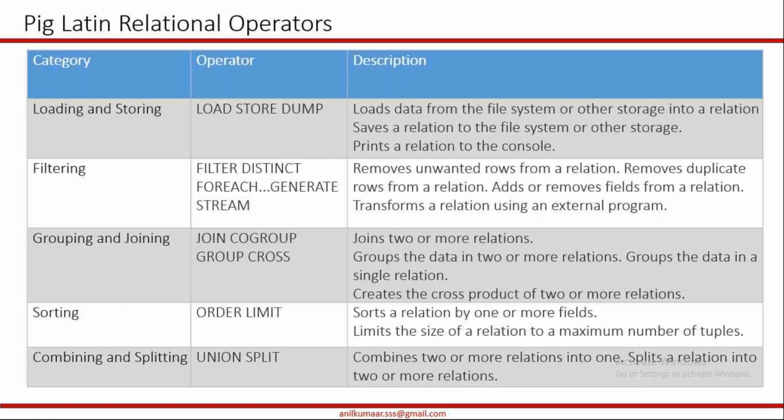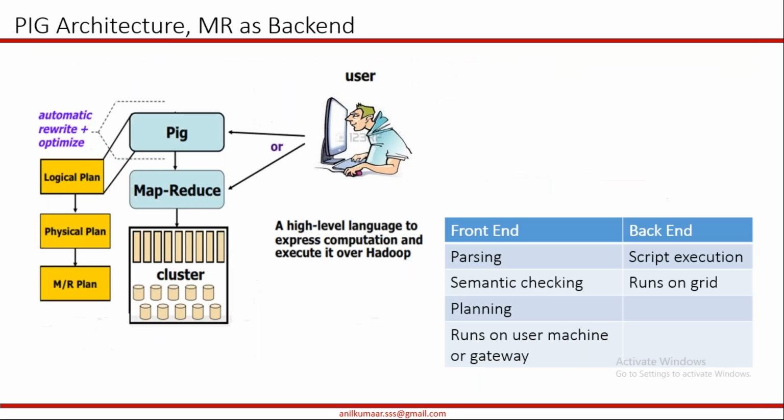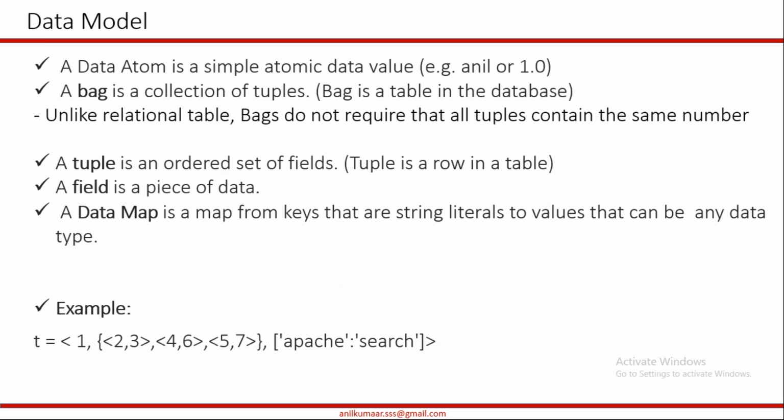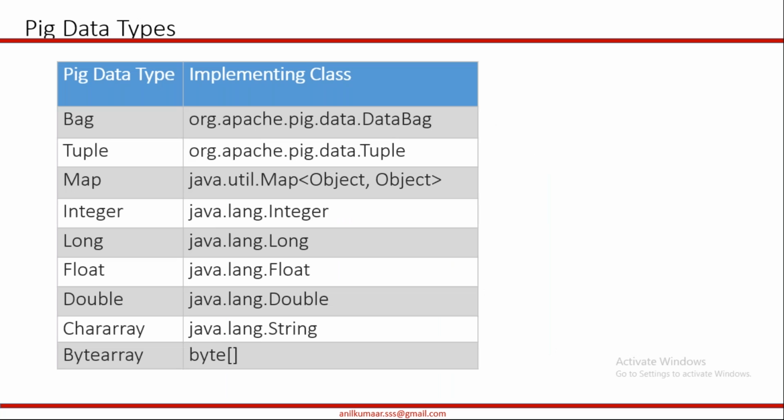Now let me go with this. Coming to the hands-on part, in our next session we'll be covering all these atoms, tuples, bags, and maps. We'll be understanding everything and working on these data models also, right? These are the data types and equivalent implementing Java classes, like bag, tuple, and map. Most of the things come from Java only, so we don't need to worry about that. But there are some Pig-specific data types also, like bag and tuple. Map is also there, but only bag and tuple are specific to Pig here. We'll see that.